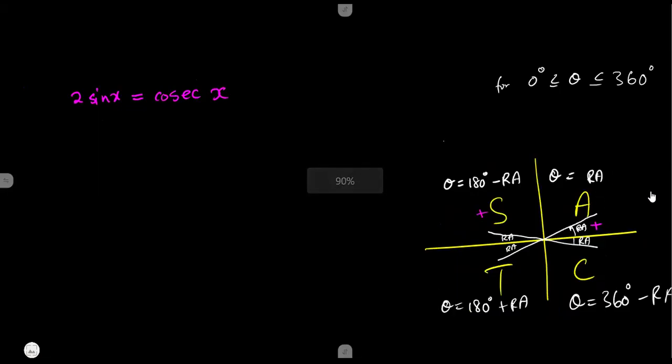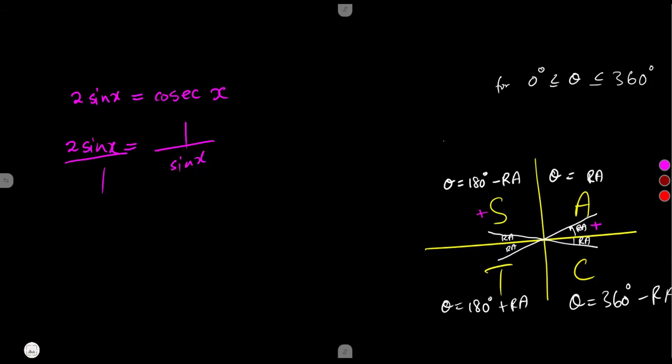So as you can see, cosec can be changed. We have 2 sine of x, which is equal to cosec x. Remember, it's the same as 1 over sine, so this is 1 over sine of x. So we can cross multiply. If we cross multiply here, it is going to be 2 sine x times sine x, which is 2 sine squared of x, which is equal to 1 times 1, which is 1.